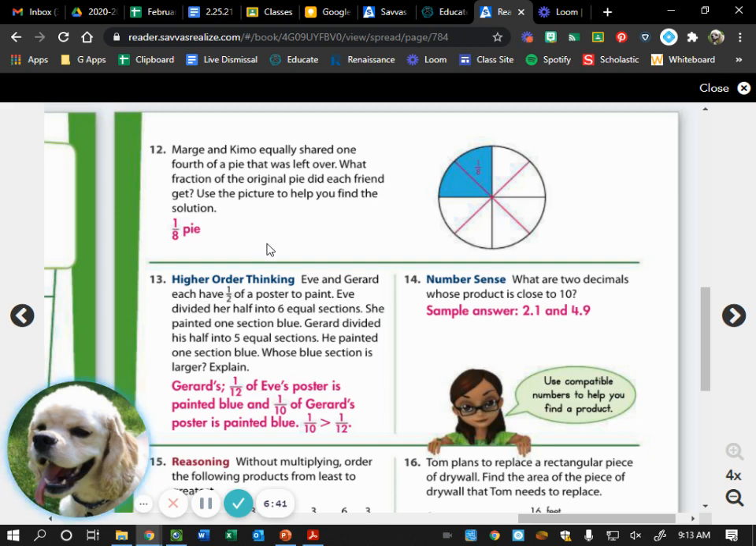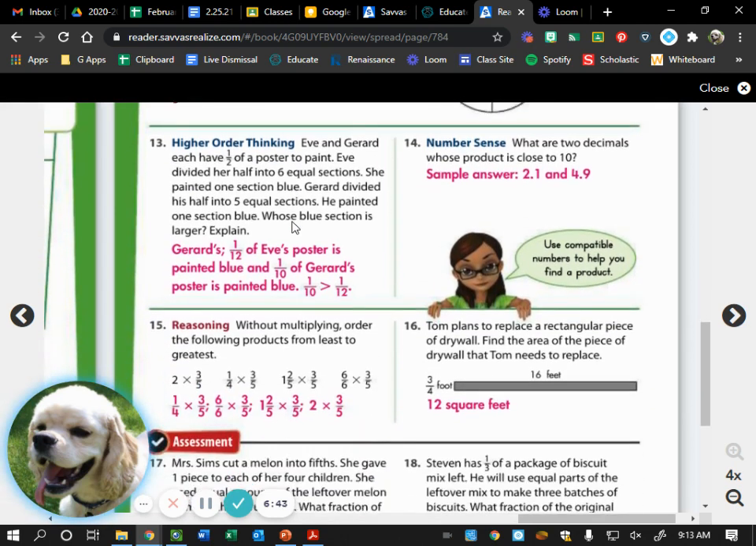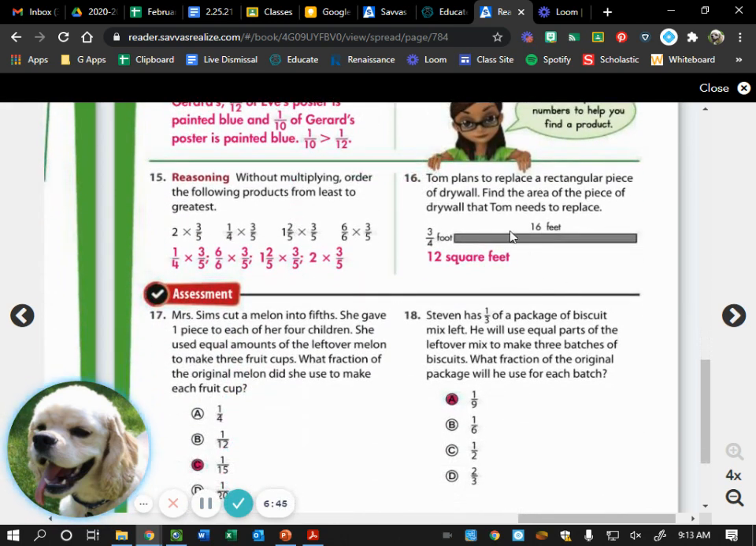Okay, so I know number 12 is a little tricky. Then we had number 16. So number 16, Tom plans to replace a rectangular piece of drywall. Drywall is like the first layer of a wall. Probably. There's paint on it. But you're right, it's drywall. Yep, exactly. It's the first layer of a wall. Find the area of the piece of drywall that Tom needs to replace.